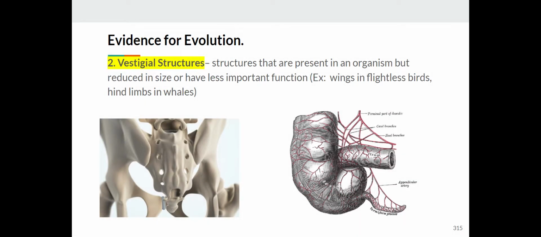Vestigial structures also provide evidence. These are structures that are present in an organism, but they're reduced in size or they don't have a function anymore. The appendix should come to mind, or the tailbone in humans. Right? So these are structures that are believed to have had more of a function in earlier versions of the organism.